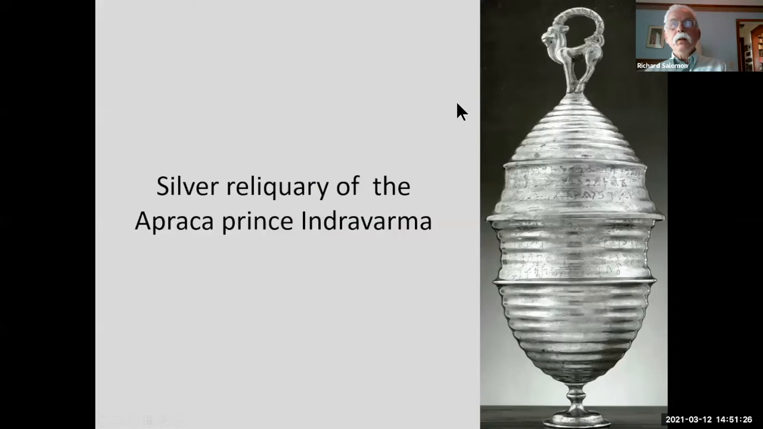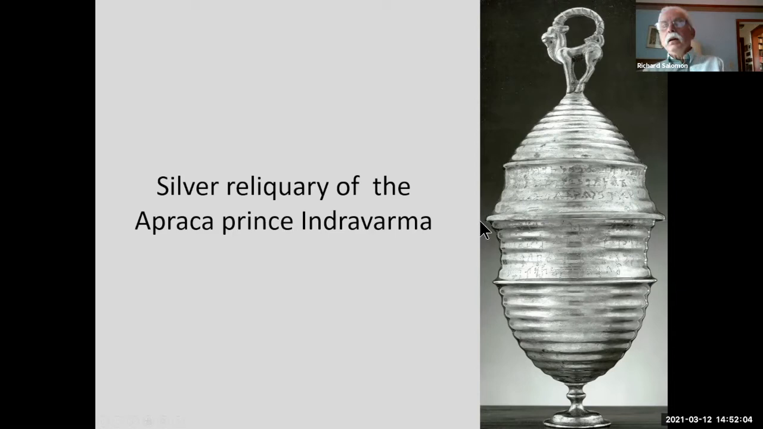Still on the theme of repurposing of other objects as reliquaries, this is a remarkable example of that. This is a silver reliquary of the Apraca prince Indravarma. So once again, the Apraca dynasty, two of the important reliquaries we saw before belong to that line of kings in the Bajaur area, on the borderlands of Pakistan in modern terms. So this thing looks completely different from, as far as I know, all other reliquaries.